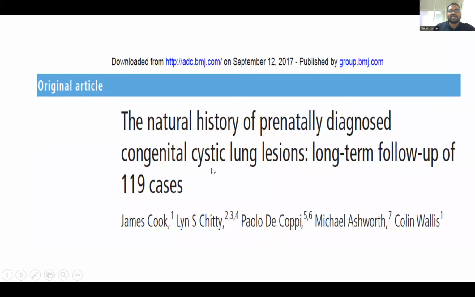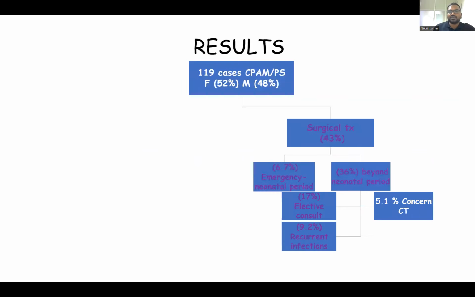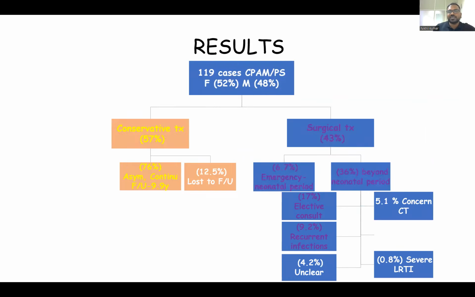This is one of the original articles showing the natural history of prenatally diagnosed congenital cystic lung lesions in long-term follow-up in 119 cases. This study shows that in cases of CPAM, we can go for conservative management also. 57% of patients went with conservative management and 43% with surgical management. Among the conservative group, 10% were discharged, almost 6% had spontaneous resolution of the CPAM, 76% were asymptomatic and continued follow-up till 10 years of age, and 12.5% were lost to follow-up.